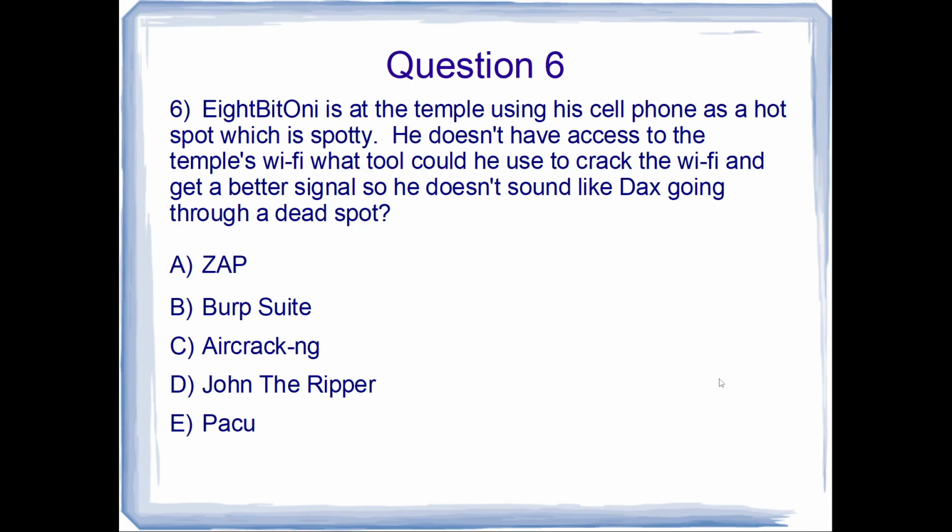Question number 6. 8-bit Oni is at the temple using his cell phone as a hotspot, and that's kind of spotty. He doesn't have access to the temple's Wi-Fi. What tool could he use to crack the Wi-Fi and get a better signal so he doesn't sound like Dax going through a dead spot? Would that be ZAP, Burp Suite, Aircrack-ng, John the Ripper, or PACU?